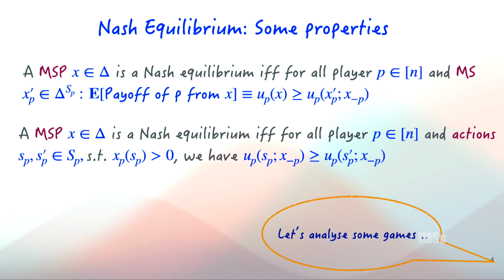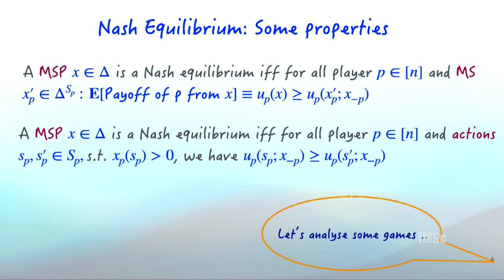So, this is the definition of Nash equilibria as it was given and as I was saying. A mixed strategy profile x is a Nash equilibria if and only if for all players p and mixed strategies x prime p, where player p's deviation is x prime p, the expected payoff of p from x is at least as much as his payoff from playing that new strategy, while others remain the same.